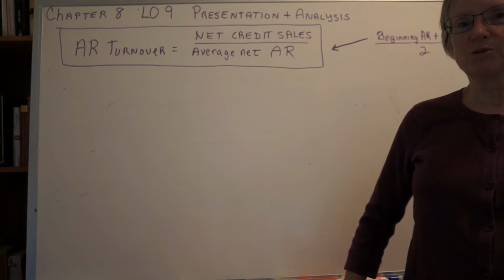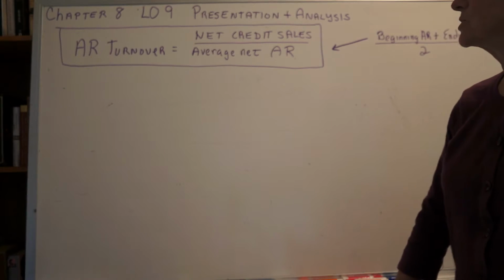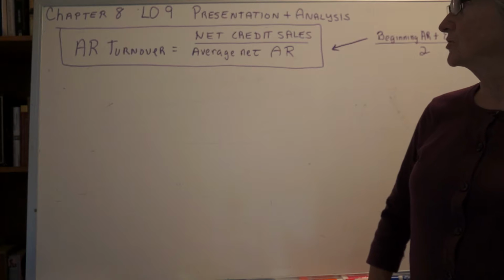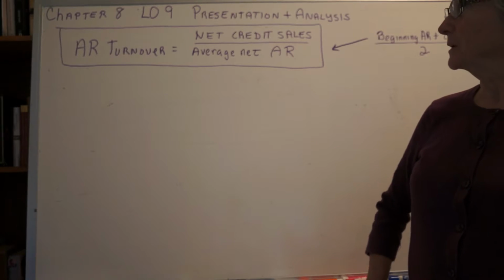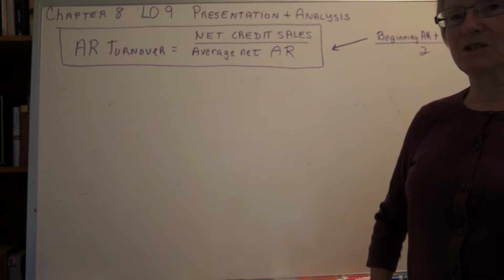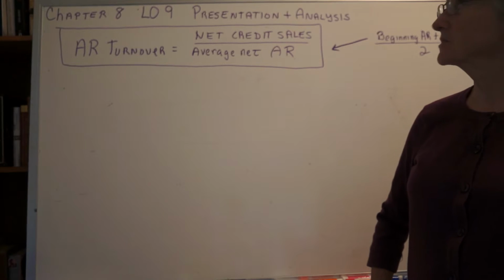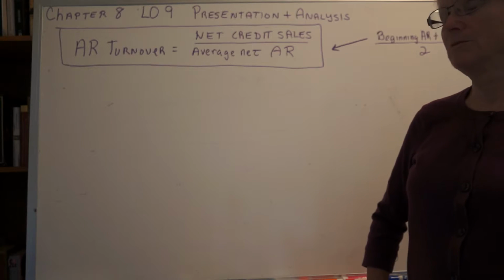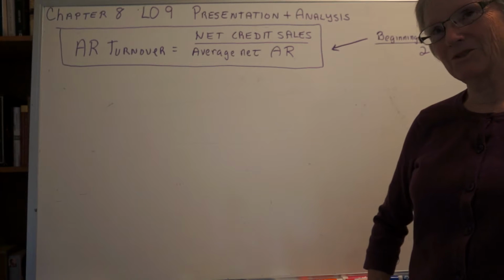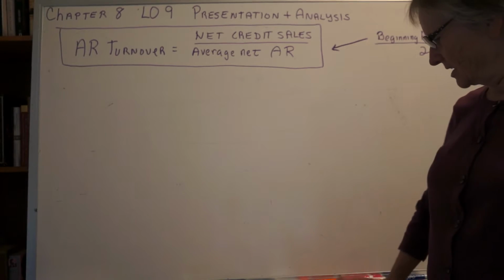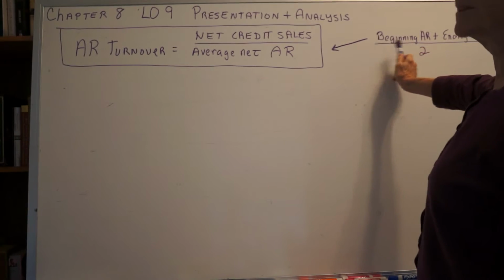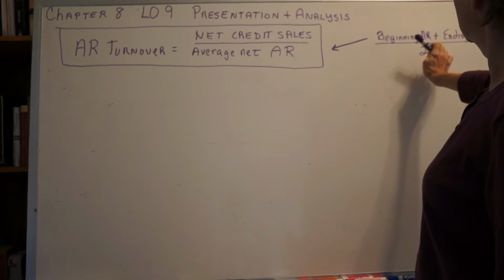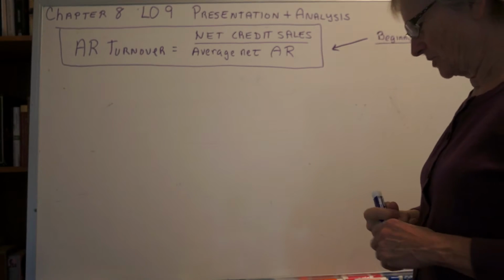So just to do a little on the mechanics of that, accounts receivable turnover, you take your net credit sales divided by your average net accounts receivable. Net credit sales is sales less your returns and allowances. Average net accounts receivable means accounts receivable less your allowance for doubtful accounts. To get the average, you simply take your beginning net accounts receivable plus your ending, divide it by 2, and that gives you your average.